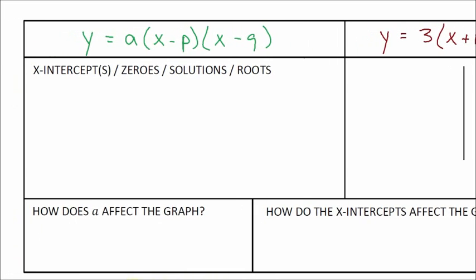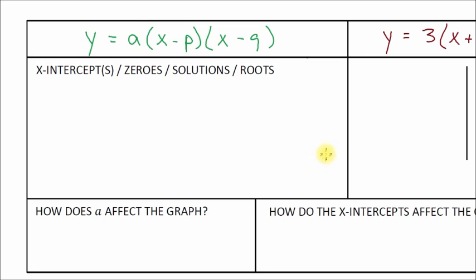Okay, so how do we find the x-intercepts of an intercept form quadratic? Just a reminder, x-intercepts can be called zeros or solutions, and also they can be called roots. So x-intercepts are easy. That's why we call it the intercept form, because the x-intercepts are right here in the equation. So p and q are going to be our x-intercepts, but let's write this out.